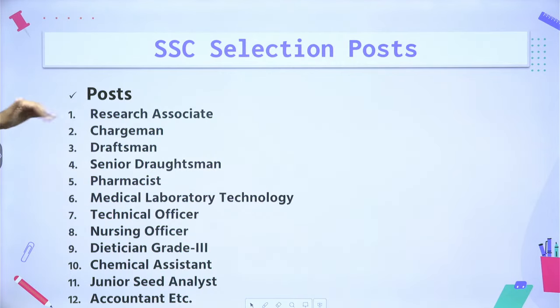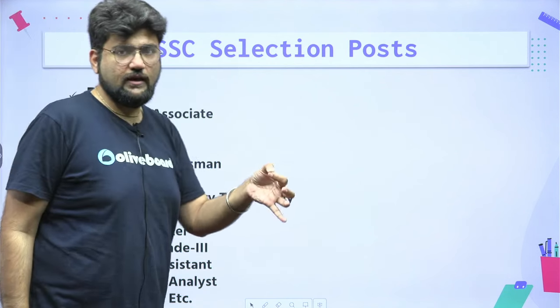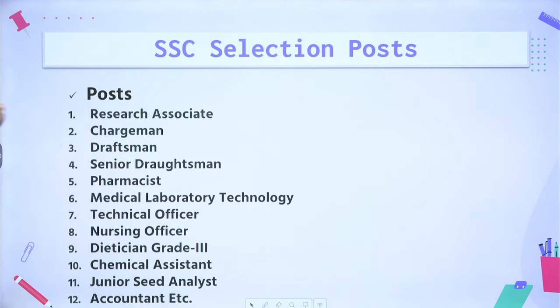We have posts like research associates. Research associates are also required in the forestry department. Okay, so research associates, chargemen, draftsmen, senior draftsmen, pharmacist. We have physiotherapist also, it is not mentioned here. Junior physiotherapist, entries at those levels. Medical laboratory technology, technical officer, nursing officer, dietitian grade 3, chemical assistant, junior seed analyst, accountant, etc.